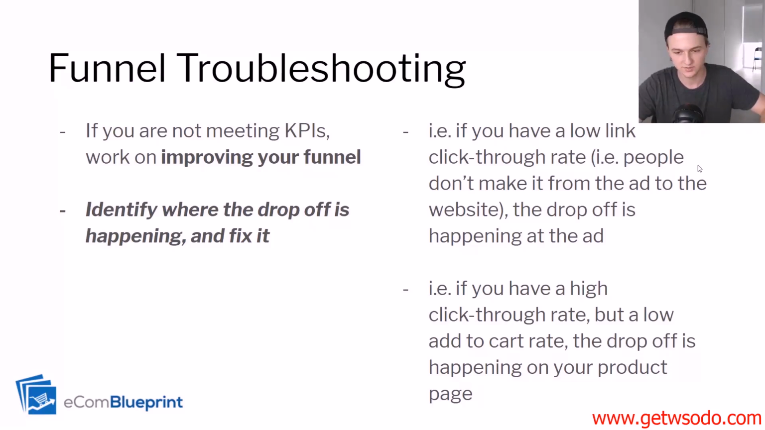And so I put two examples of this here. If you have a low link click-through rate, right? So if you have a decent click-through rate all, and then out of that you have a super low link click-through rate. So people click on your ad, like they open it up full screen on Facebook, but they don't click the link to your website. They just click on the ad. And so the drop-off in this case would be happening at the ad. So that would mean that your scroll stopper, your thumbnail is good enough to get people's attention and to click on the ad, but the actual ad itself isn't good enough to make them click on the link and go on your website. So the drop-off is happening at the ad.